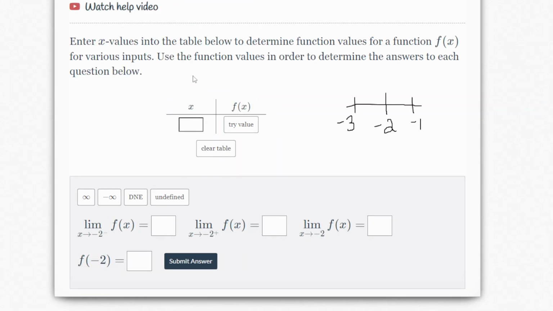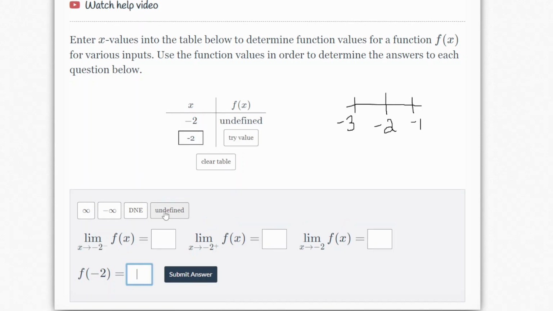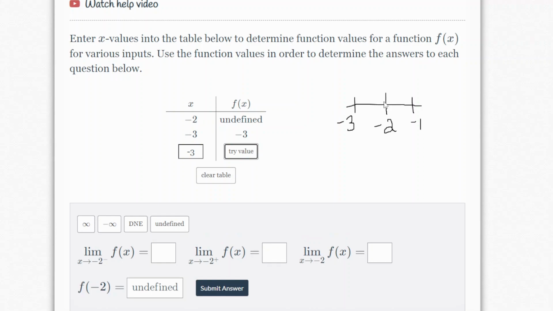Let's do one more of them. We want to find x is negative 2. It tells me again it's undefined, so let's go ahead and do that part. Now we'll do negative 2 from the left. Be careful with your negatives again. So we want to try negative 3 first to see if we can find the trend. And then get closer, so we'll do negative 2.1.